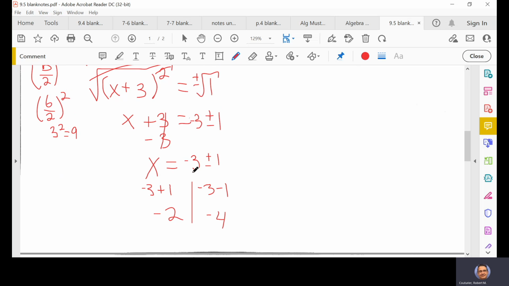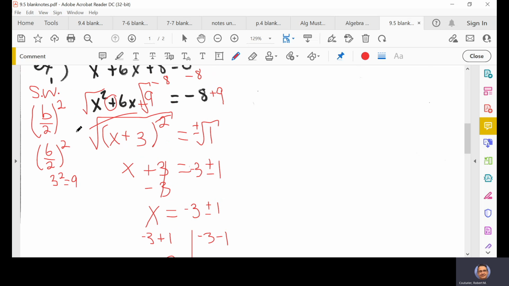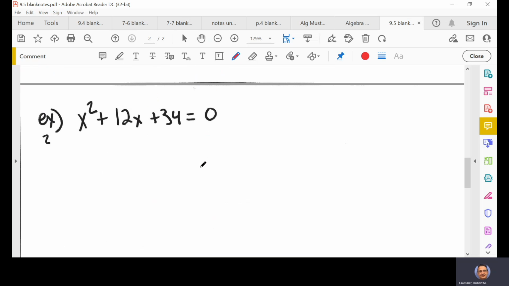What number was added to both sides to complete the square? 9. That was 6 divided by 2 squared, or b divided by 2 squared. Okay, look at another example. Wow, look at this one.